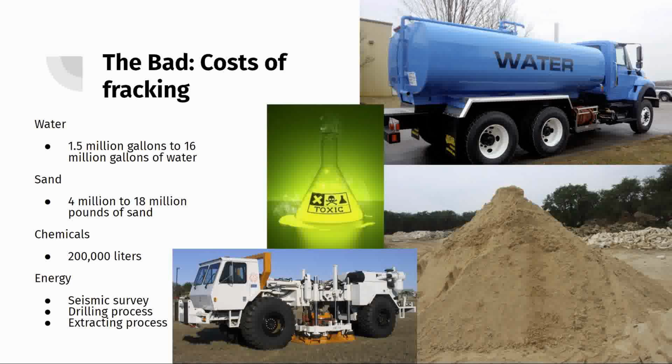Not only is there a large amount of energy needed for the fracking process, but there is also a large necessity of resources for water, chemicals, and sand. Each fracking uses anywhere between 1.5 million to 16 million gallons of water. It also requires between 4 million to 18 million pounds of sand, and finally requires 200,000 liters of chemicals for the fracking water.